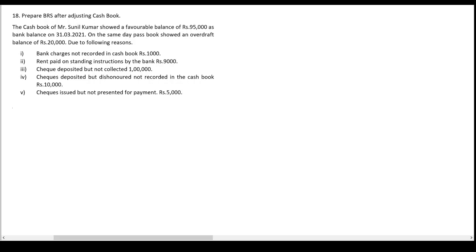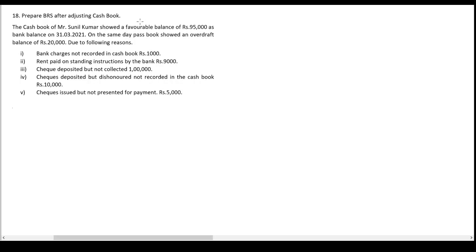Hi friends, in this video we'll learn about the adjusted cash book method. We'll learn it through an example. Prepare BRS after adjusting cash book. Now what is this adjusting cash book method? Or after adjusting cash book, he's asking us to prepare BRS.